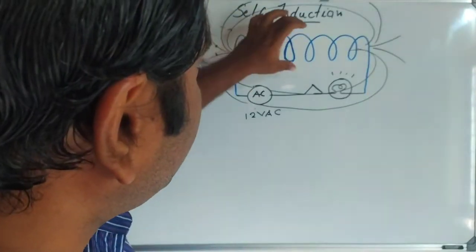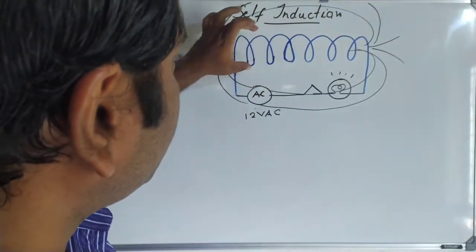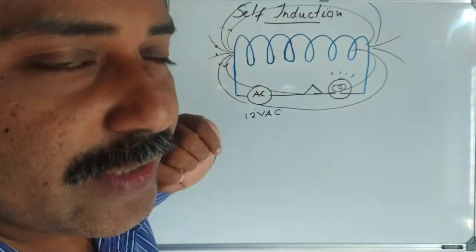When we provide AC, a continuously changing magnetic field will be developed around it.